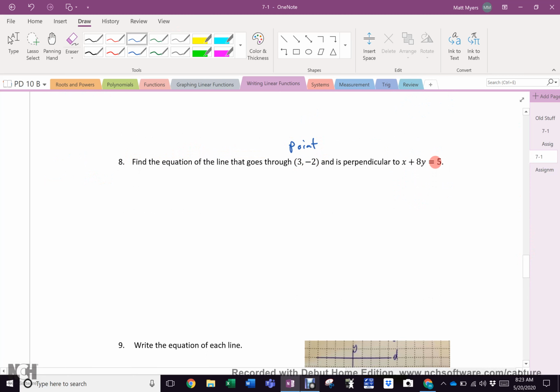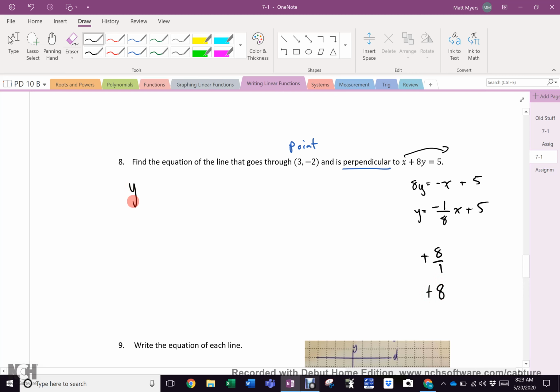So I need a slope perpendicular. So if I find this slope, move the x, 8y equals -x plus 5, y equals -1/8 x plus 5. That's the slope I have, but I need perpendicular. So I flip it, 8/1, and I change the sign to positive. 8/1 is, of course, a slope of 8.